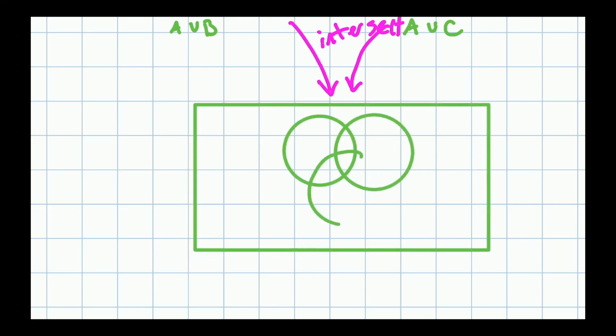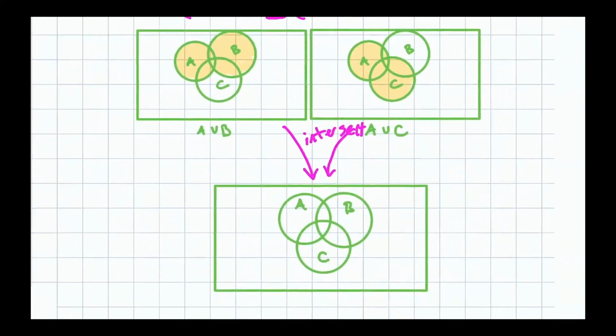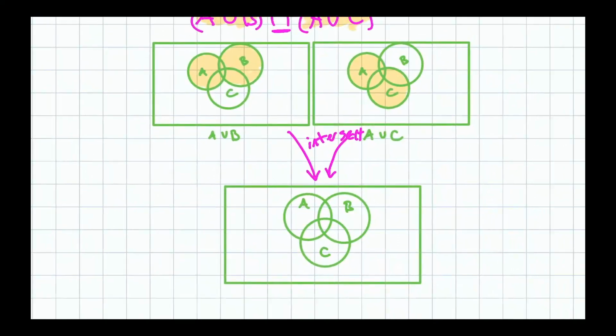B, C. So we've got the A, B, and C. And we're trying to intersect these two that we have here. So the intersection is what they have in common. So what do these two have in common?